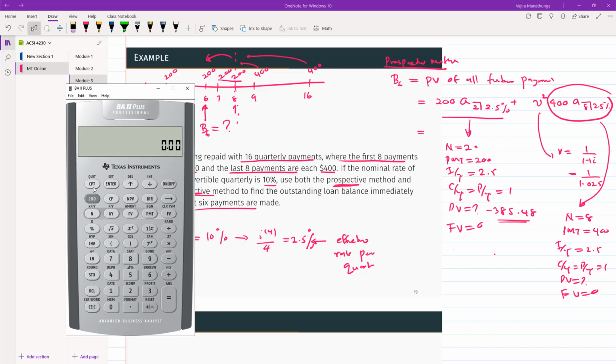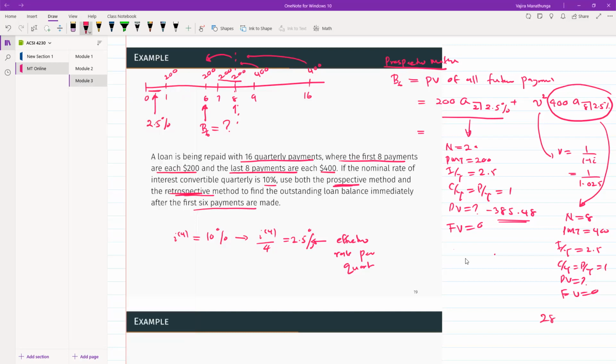And then the future value. So compute, not future value, compute present value. So 2,868. And so that's the present value. Okay, so I need to multiply by v squared. Okay, so 1.025 to the power negative 2 times. So let's see what we get.